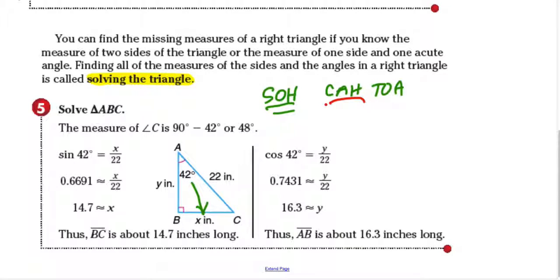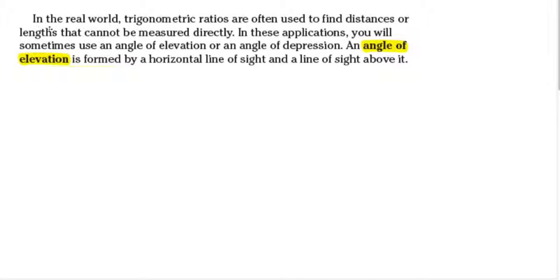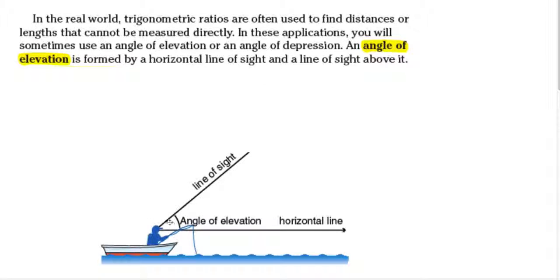And let's take a look at this example right here. But before we do that, in the real world, trigonometric ratios are often used to find distances or lengths that cannot be measured directly. In these applications, you will sometimes use an angle of elevation or an angle of depression. An angle of elevation is formed by the horizontal line of sight and the line of sight above it. So the angle of elevation looks something like this. You have a horizontal line, and your line of sight is above your horizontal line, and we define that as the angle of elevation.